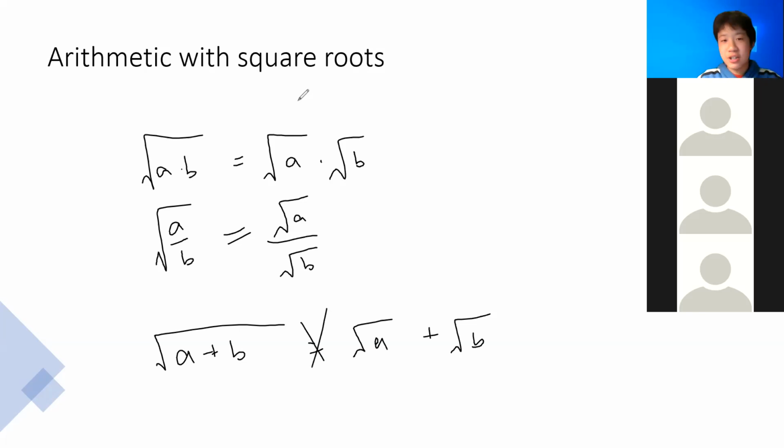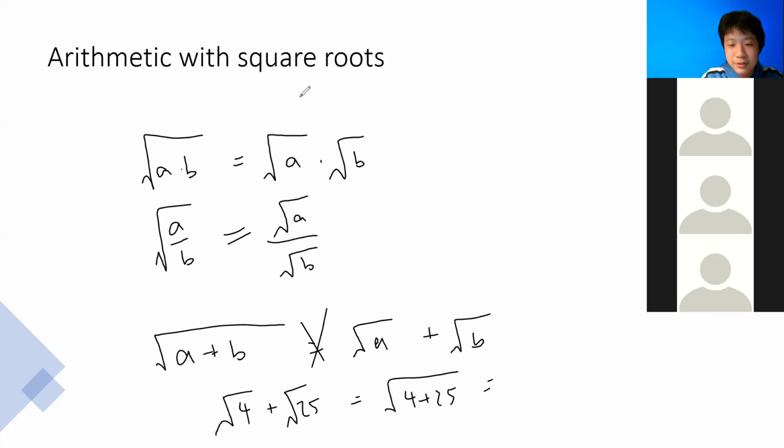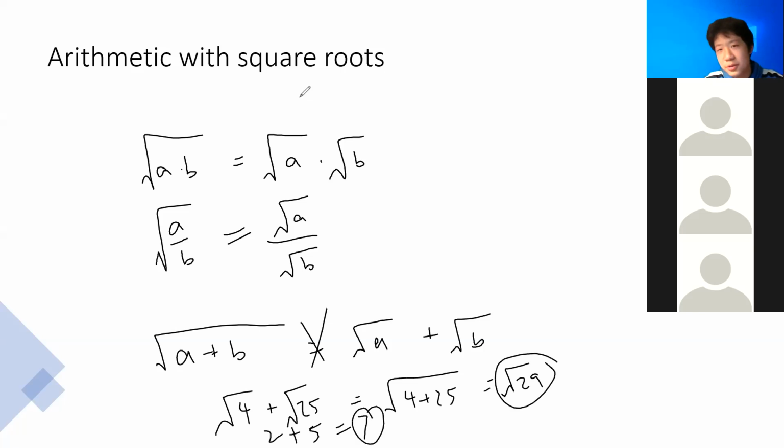This is not true. Don't do this. If I ask you, hey, what's the square root of 4 plus the square root of 25? We can't just combine them and turn them into the square root of 4 plus 25, square root of 29. Because obviously the square root of 4 is 2. The square root of 25 is 5. And we get 7. 7's not the square root of 29. So addition's not going to work for square roots.